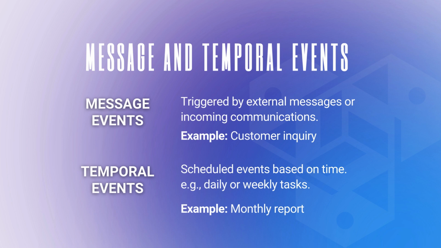The first two are message and temporal events. Message events are triggered by external communications, such as a customer inquiry that initiates a response. Temporal events, on the other hand, are scheduled events based on time. For example, running a monthly report. Both event types ensure that processes are responsive to external and time-based factors.